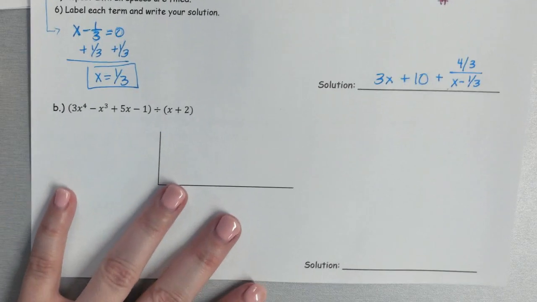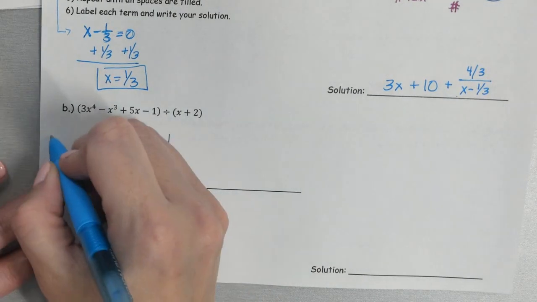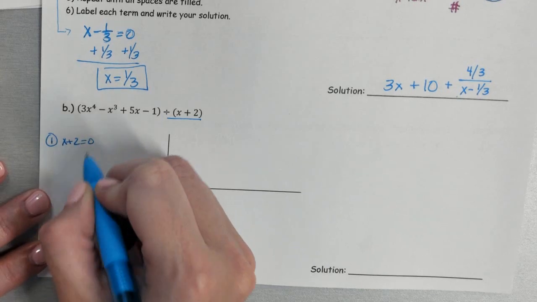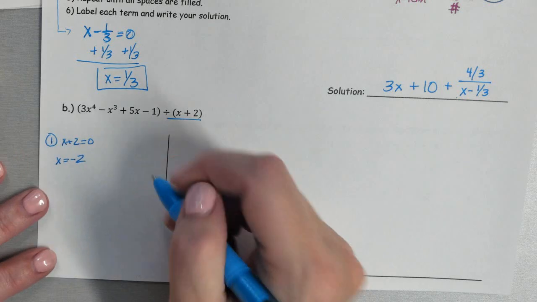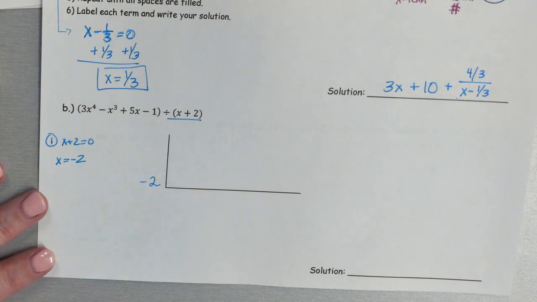Okay, now for this one, set it up the same way. So the first step is always taking this divisor, setting it equal to 0. So you subtract 2 from both sides. So the -2 is going to go here. And if you want to underline it, you can. You don't have to.